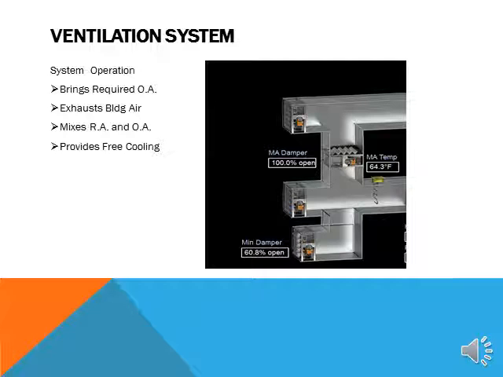Ventilation system operation. The ventilation system brings in the required outside air for building needs, exhausts air based upon static set points, and mixes return and outside air to maintain a mixed air temperature set point, which provides a savings on either the heating or cooling, depending on which system is in operation. It also provides free cooling for the building, normally during the spring and fall of the year.